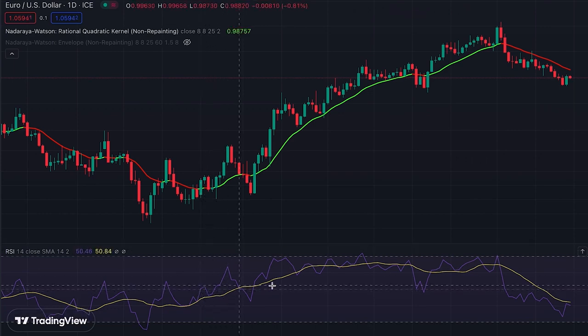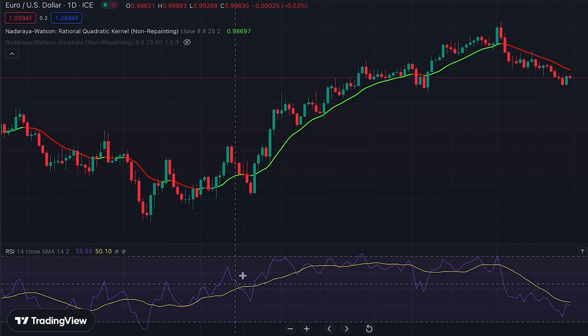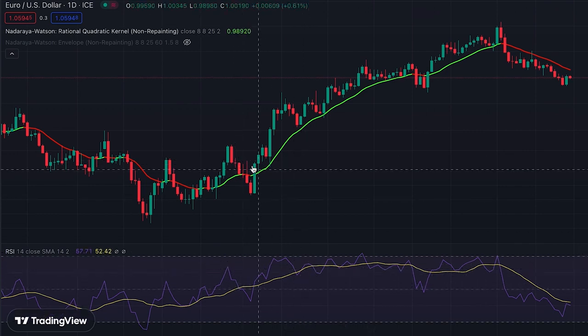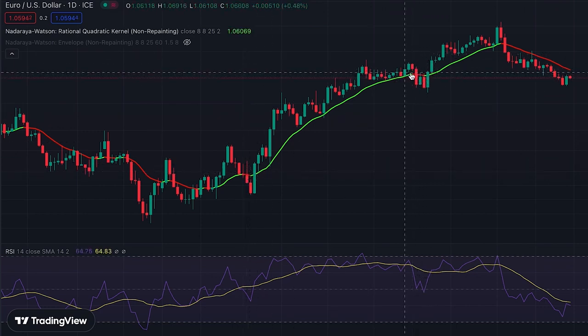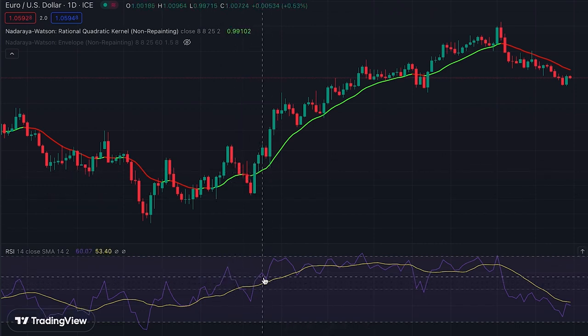So in this situation where RSI shows us that we are in an uptrend, we only take the bullish signals where this line changes from red to green. We don't take the bearish signals where the line changes from green to red, because RSI is telling us that the overall direction of the market is up.